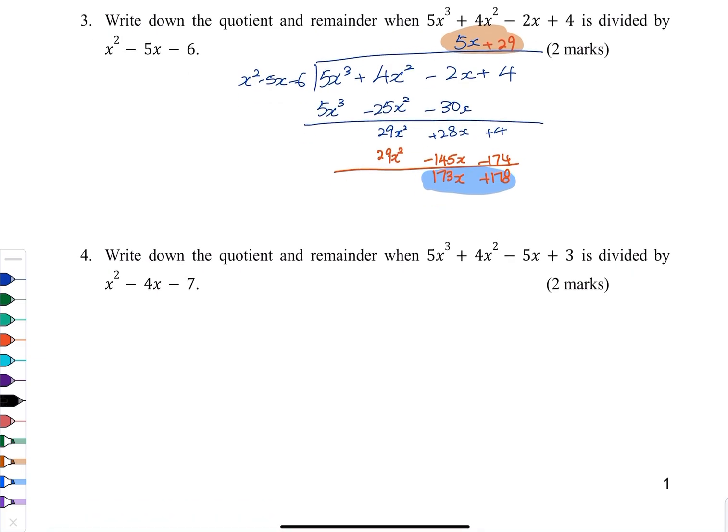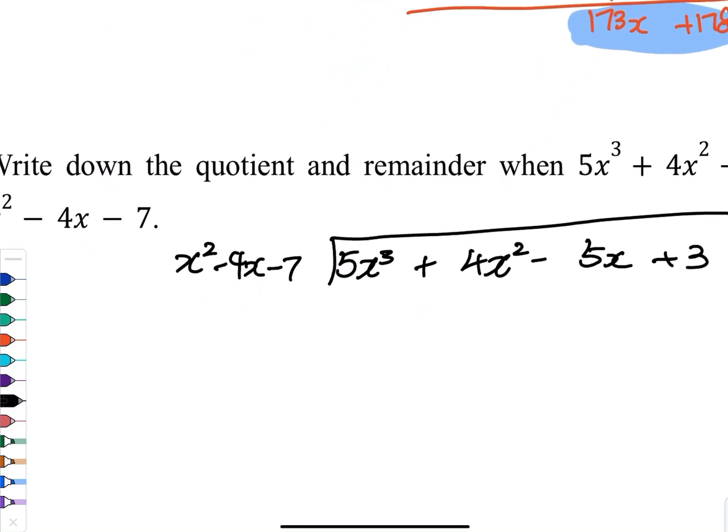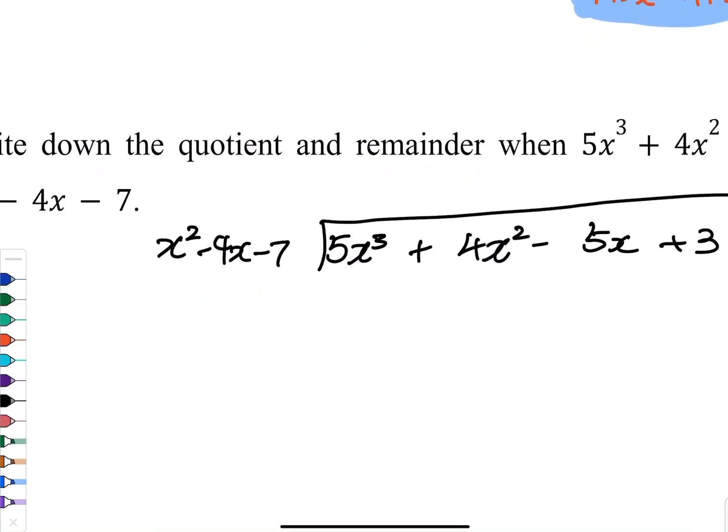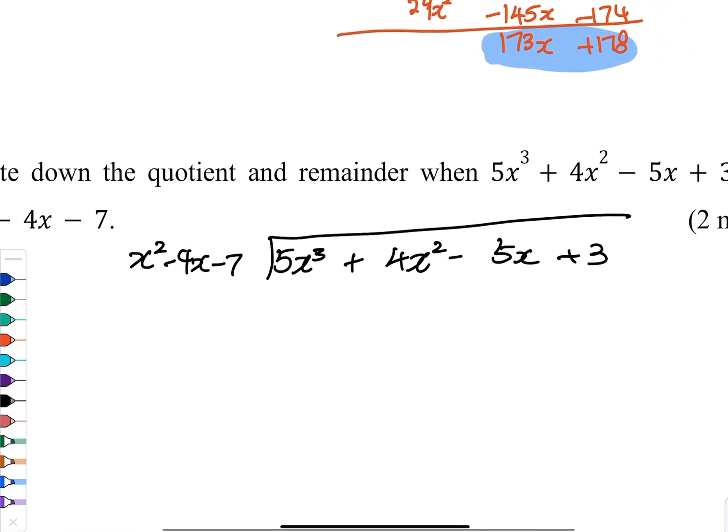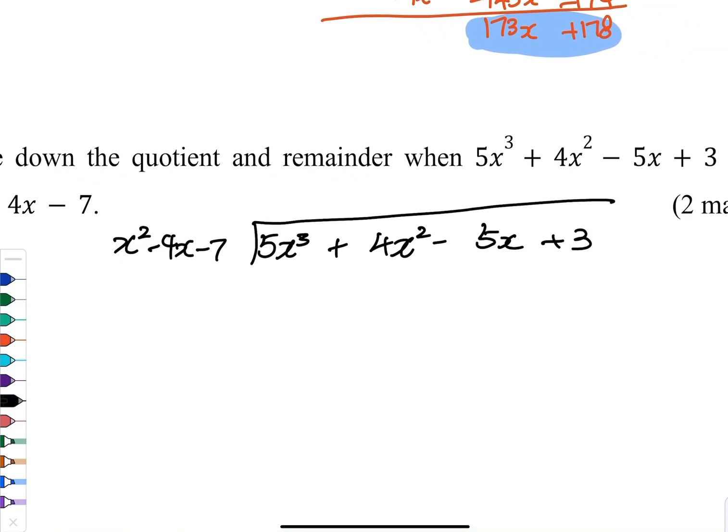Long division. 5x cubed plus 4x squared minus 5x plus 3 is divided by this thing. Remember to pause the video and do it on your own. So first of all, x squared times what will be 5x cubed? 5, and then 1 more x, 5x cubed. And then we can't leave these empty, so negative 4 times 5, negative 20x squared. Negative 7 times 5, so negative 35x.